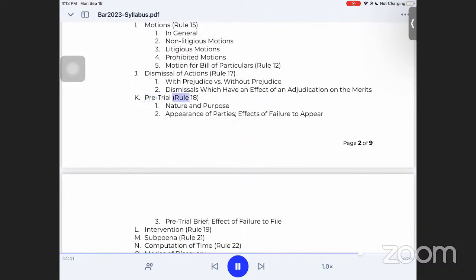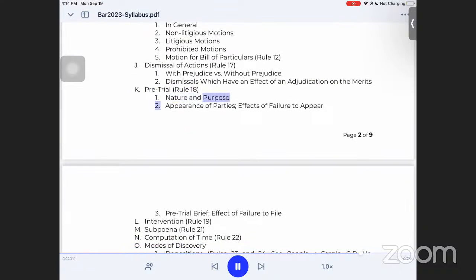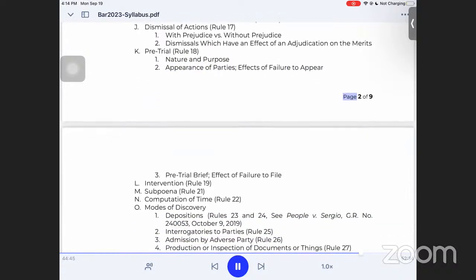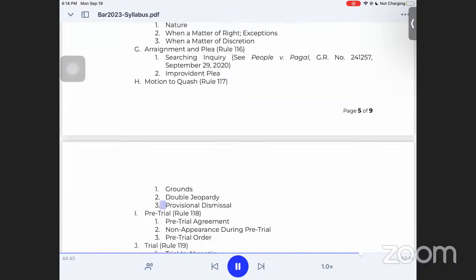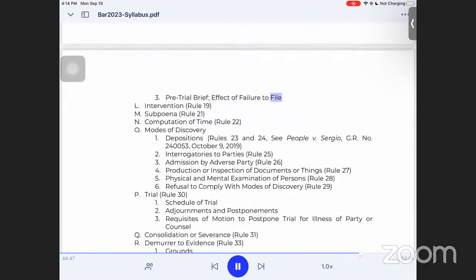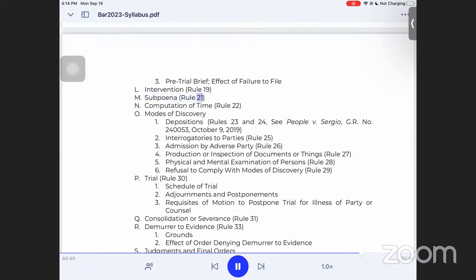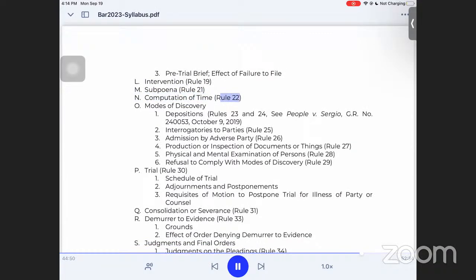K. Pretrial, Rule 18. 1. Nature and purpose. 2. Appearance of parties, effects of failure to appear. 3. Pretrial brief, effect of failure to file. L. Intervention, Rule 19. M. Subpoena, Rule 21. N. Computation of time, Rule 22.